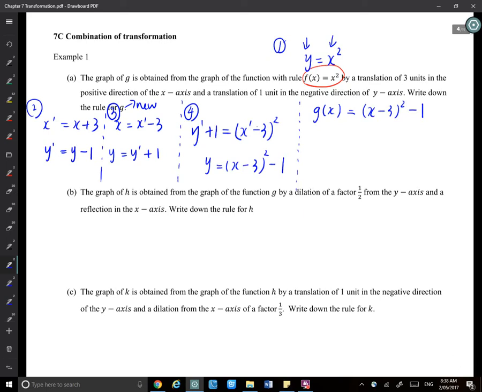Okay, that's the first step. That's translation. What happened in translation? That's g(x).